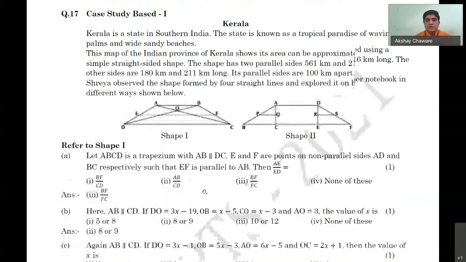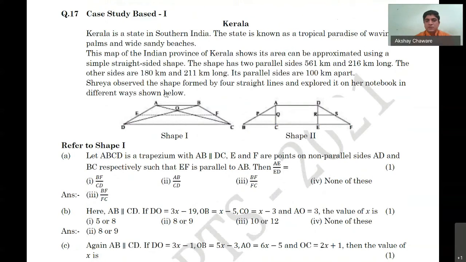Now simple, ABCD is a trapezium with AB parallel to DC. E and F are the points on the non-parallel sides AD and BC respectively, such that EF is parallel to AB. Then AE upon ED. Now see, using the basic proportionality theorem, we can prove that AE upon ED is equal to BF upon CF, and this property can be referred to as the theorem of 3 parallel lines, that the ratio of their intercepts are equal. So AE upon ED is equal to BF upon FC. So the third option is the correct option.